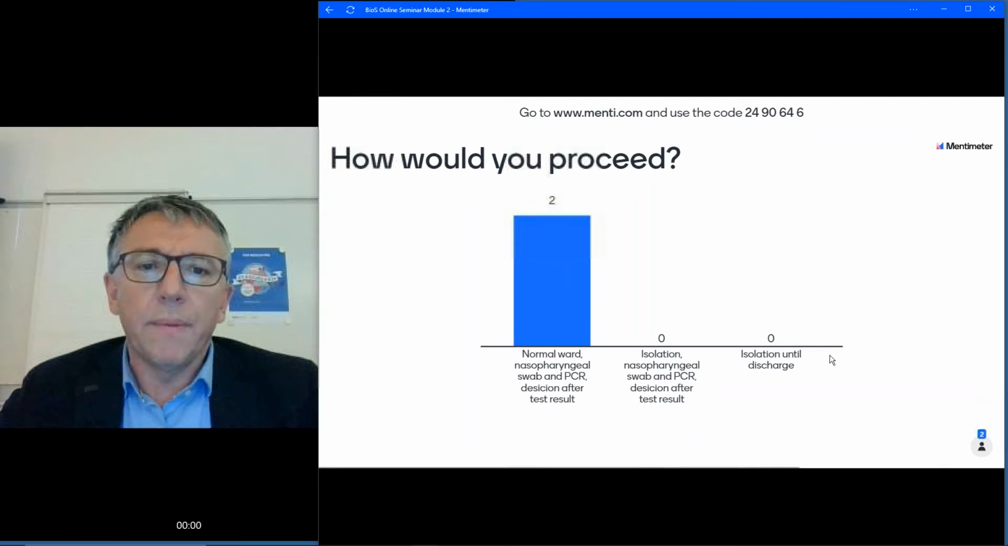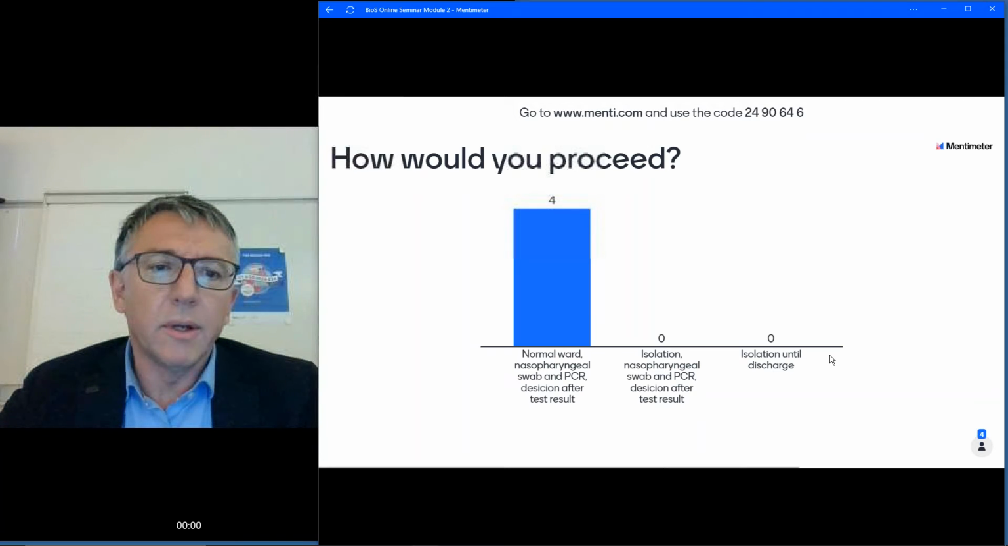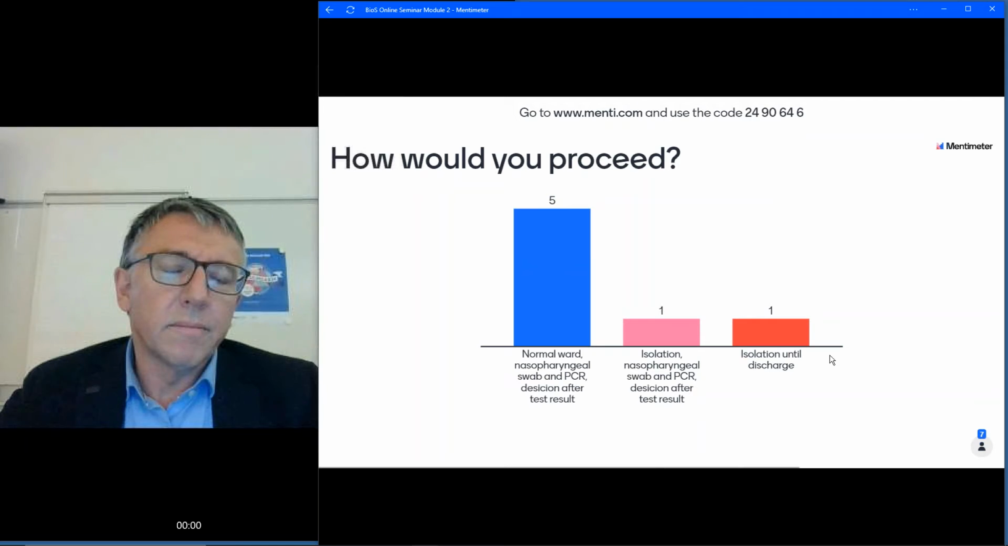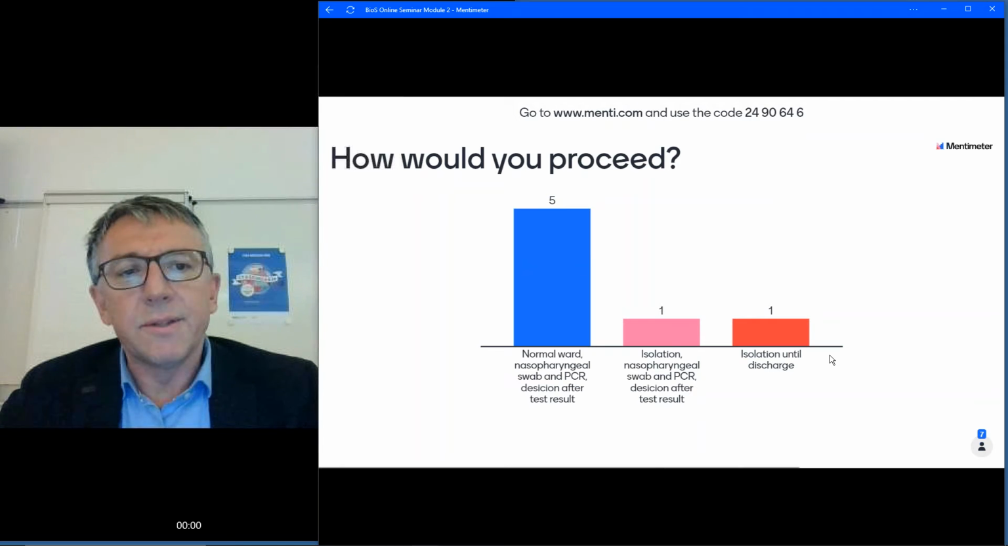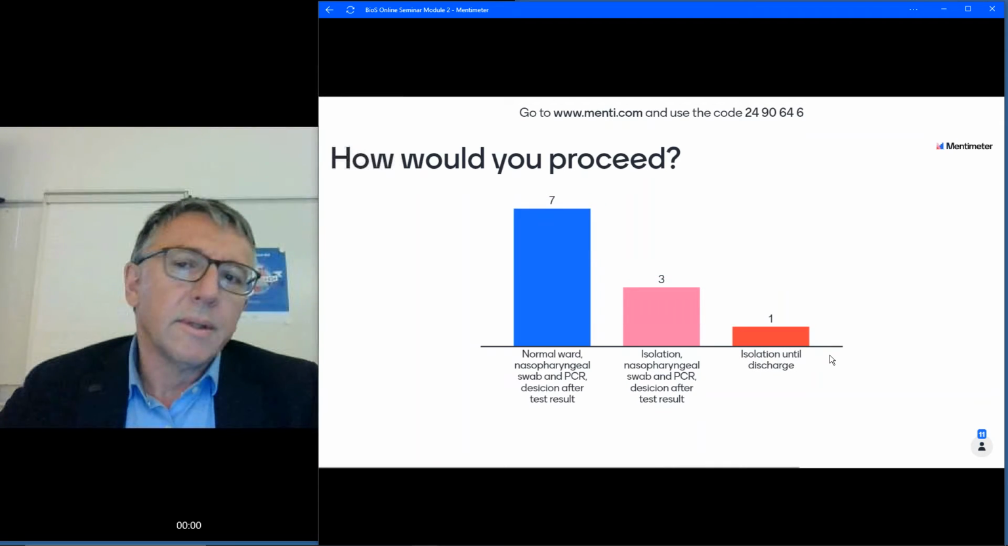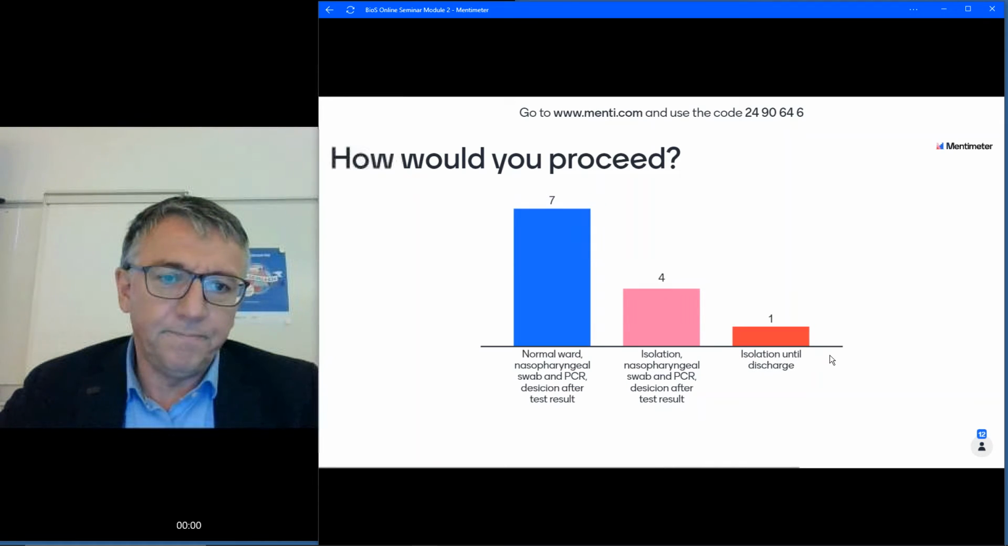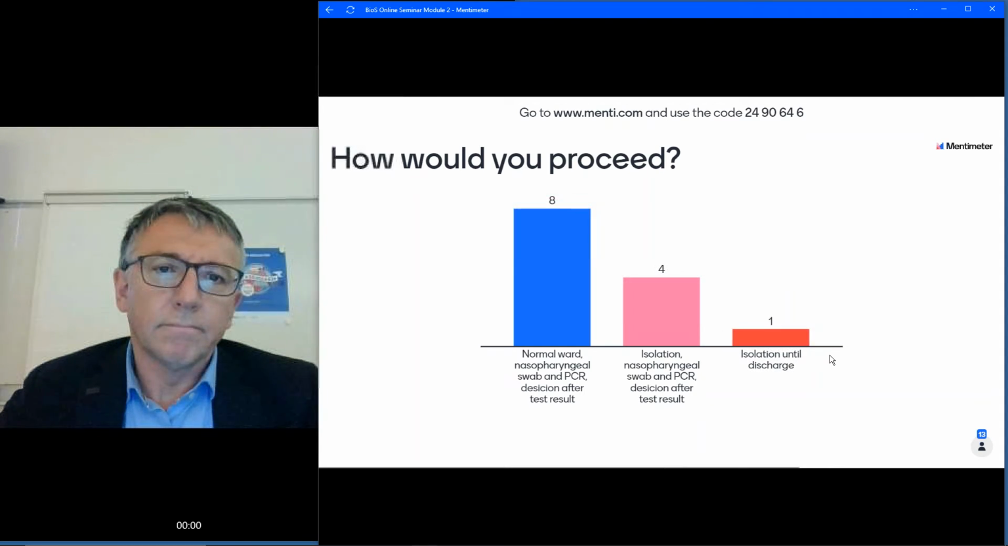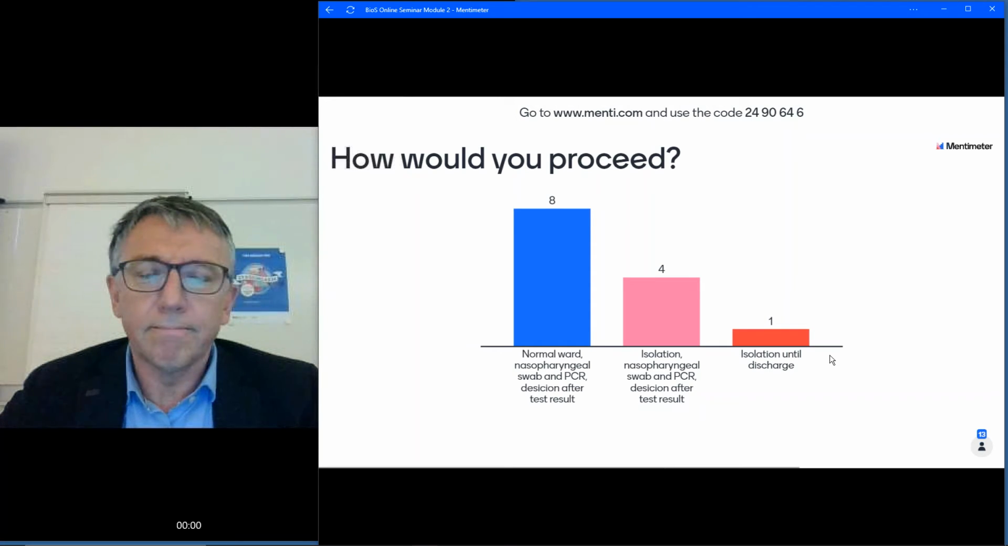Being not that much concerned, bring her to the normal ward, isolate her and do the test result, or being very concerned and isolate her until discharge and not even doing a PCR test. So you're very active. Normal ward, isolation, isolation until discharge.